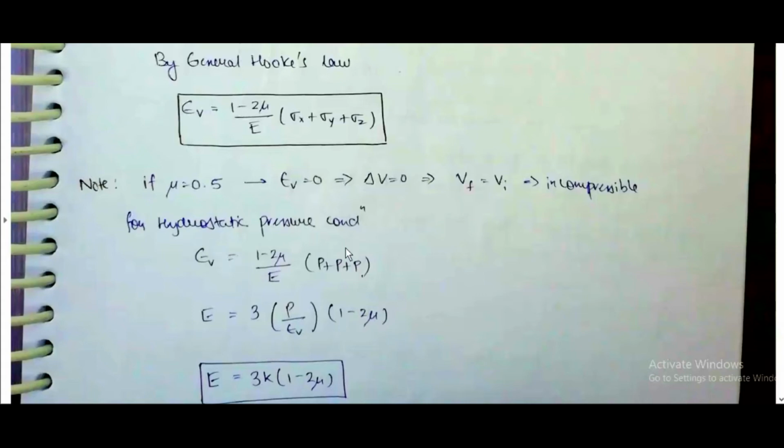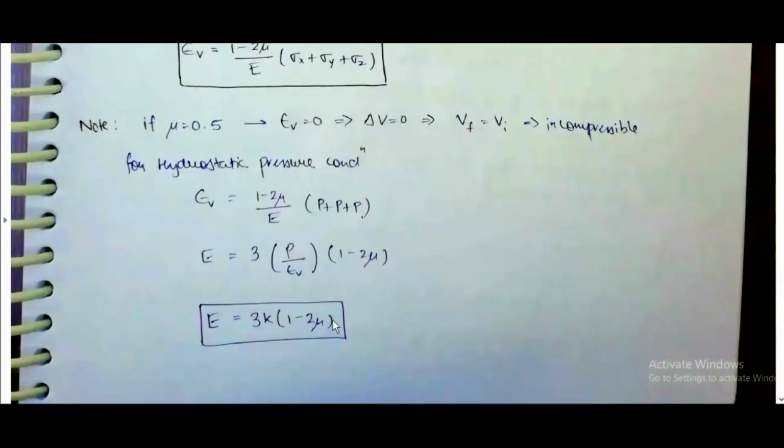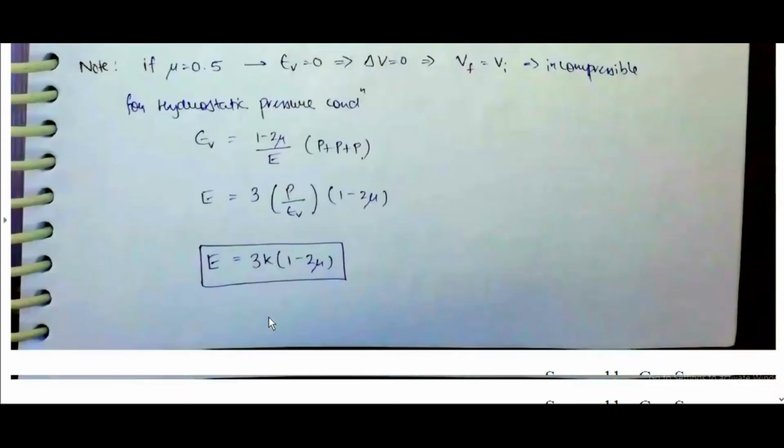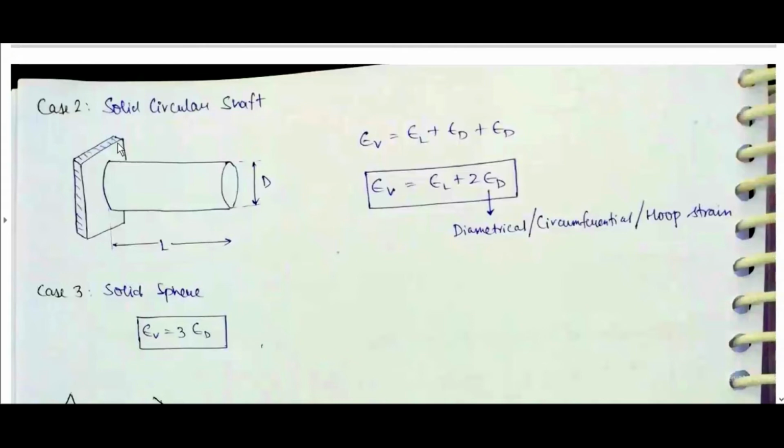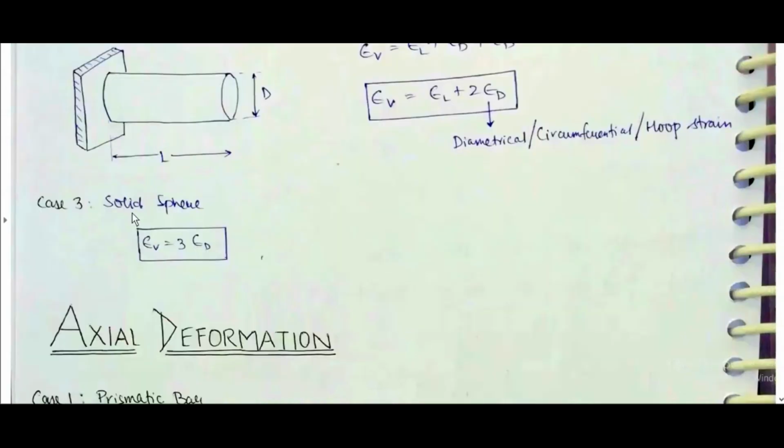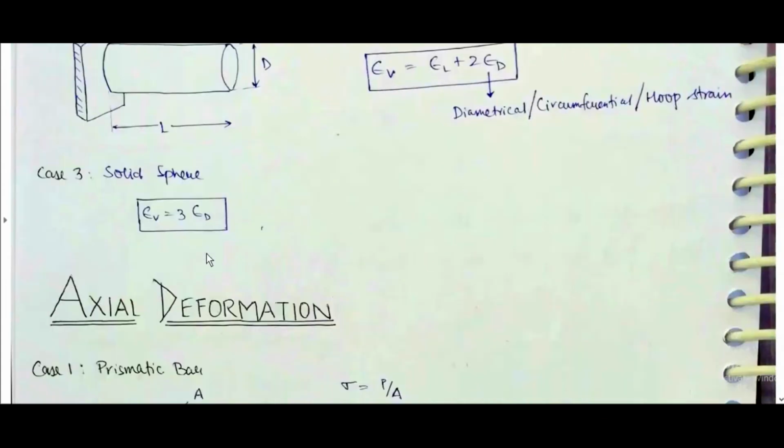For hydrostatic pressure condition, epsilon V is equal to (1 minus 2 mu) by E into (P plus P plus P). E is equal to 3 into P by epsilon V into (1 minus 2 mu). E is equal to 3K into (1 minus 2 mu). Here P by epsilon V can be replaced by K. Solid circular shaft, epsilon V is equal to epsilon L plus epsilon D plus epsilon D. Epsilon V is equal to epsilon L plus 2 epsilon D. Epsilon D is diametric or circumferential or hoop strain. Solid sphere, epsilon V is equal to 3 epsilon D.